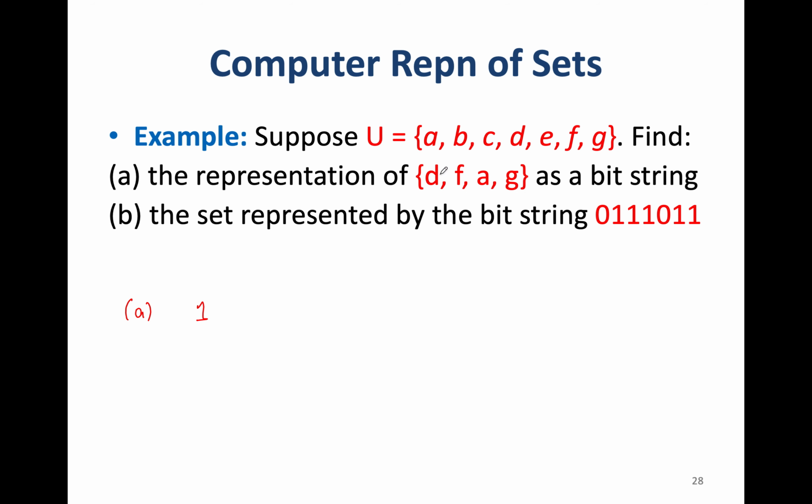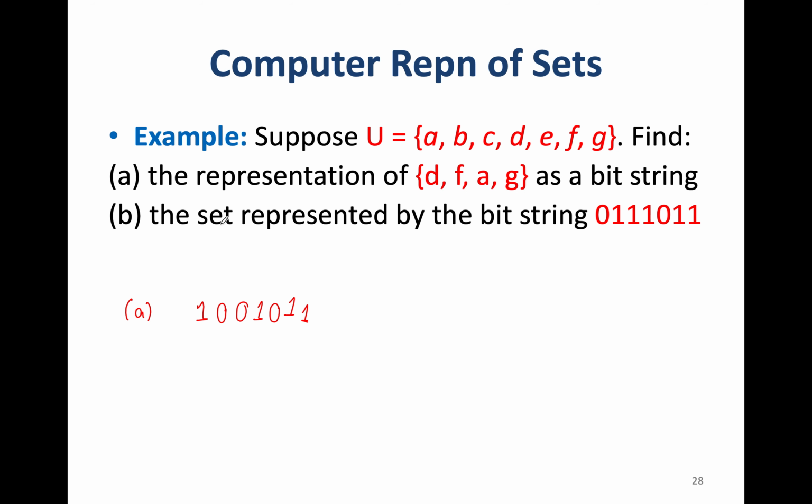Is B in our set here? No, it's not. Then we got it as 0. C, also it's not, 0. D, yes, it is there, 1. E, it's not there, 0. F, it's there, 1. And G is there, also 1.